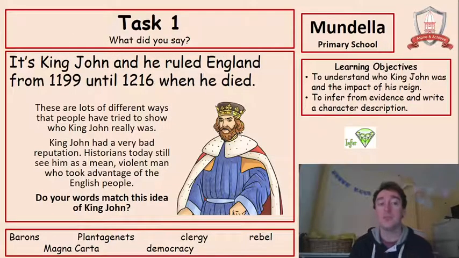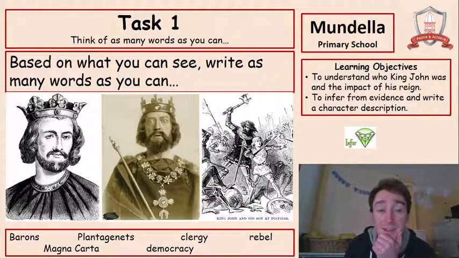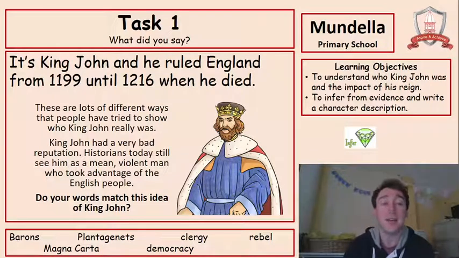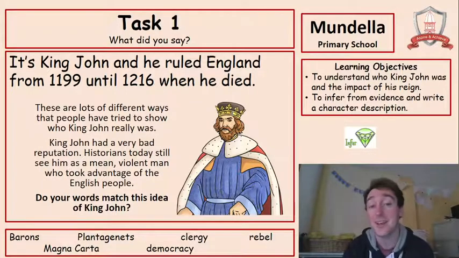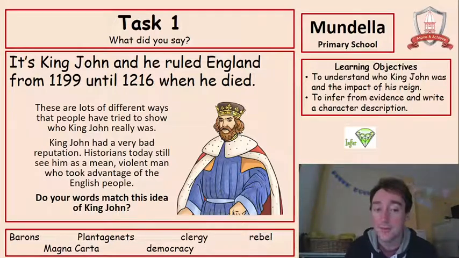Okay, I wonder if your words go along with this, because this is King John in these 3 pictures. They're different ways that he has been shown through time. Look, they're all King John. And he ruled England from 1199, when King Richard I died, until 1216, when King John himself died. Okay? And there are lots of different ways that people have tried to show who he really was.